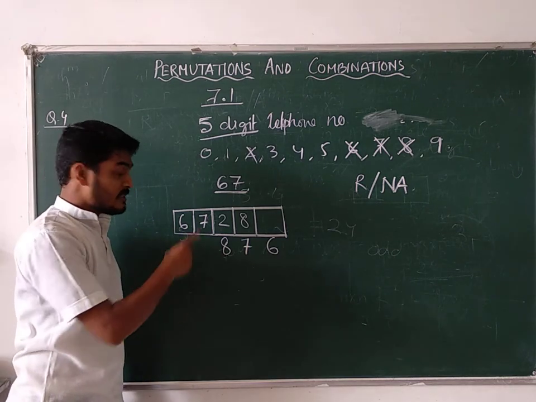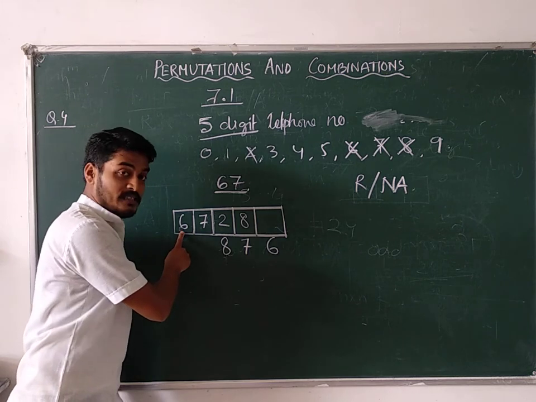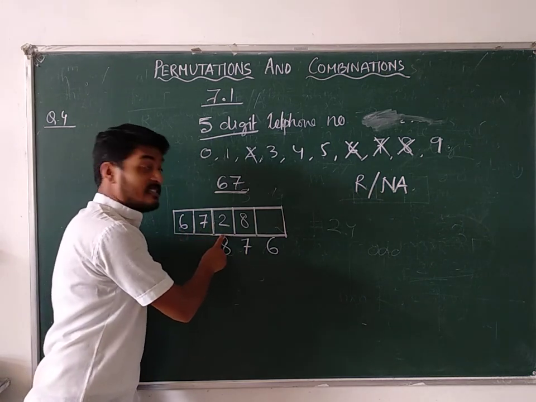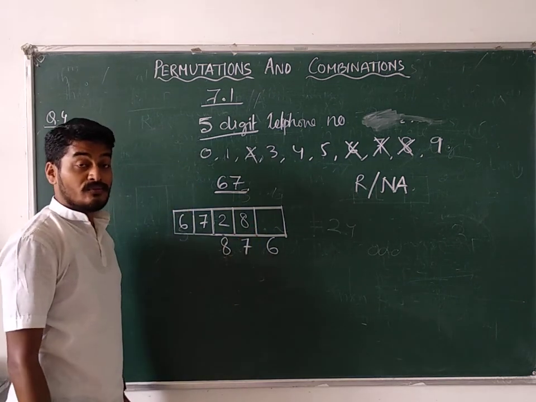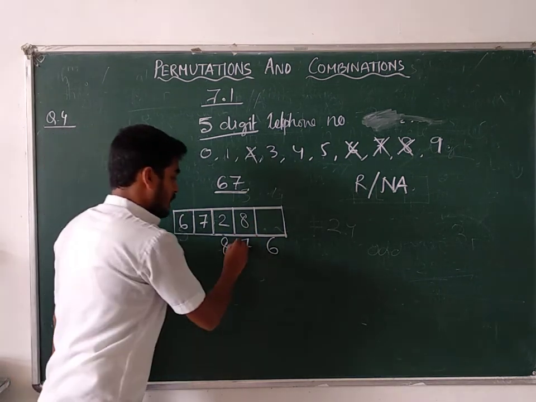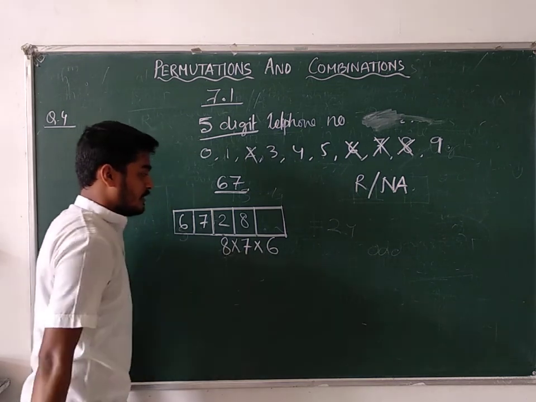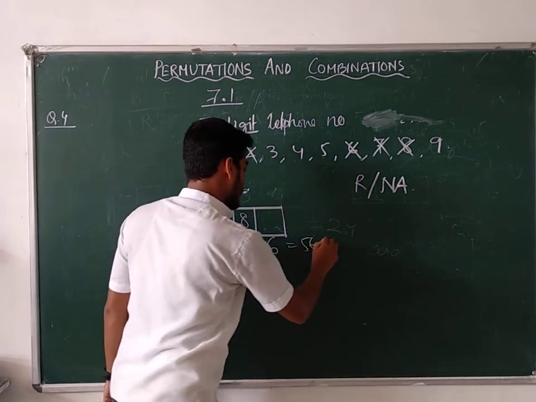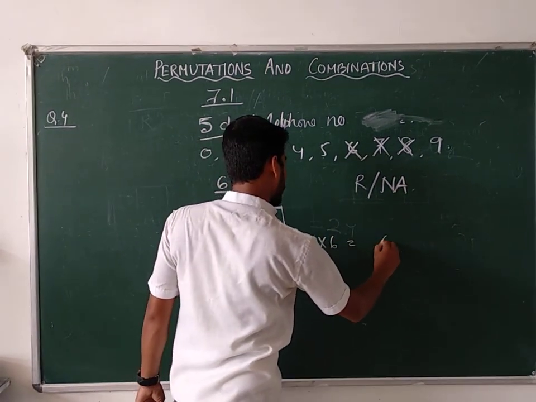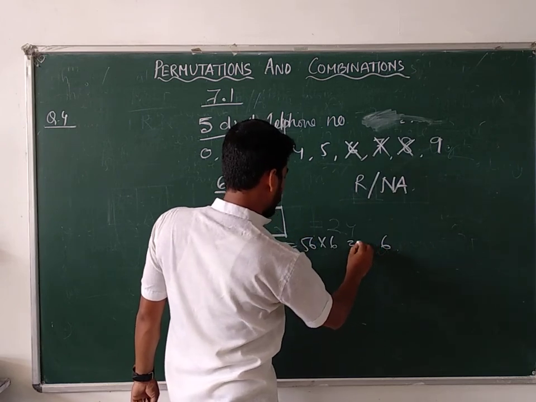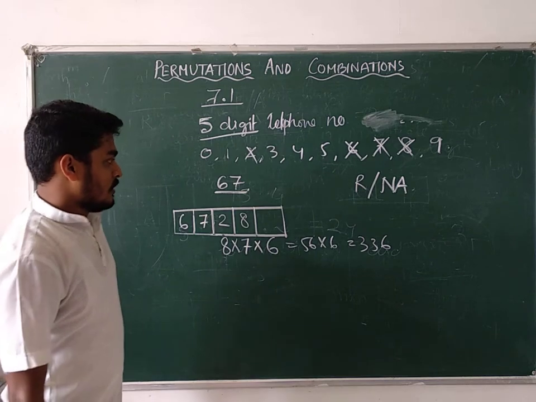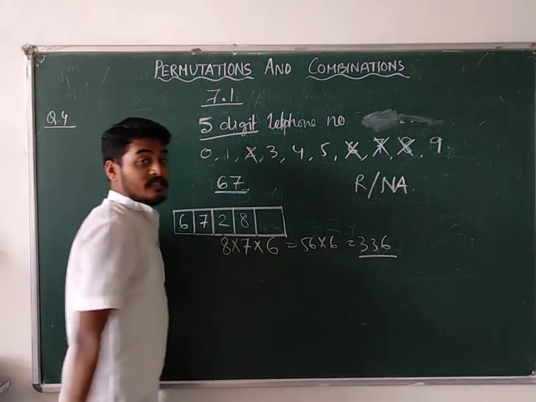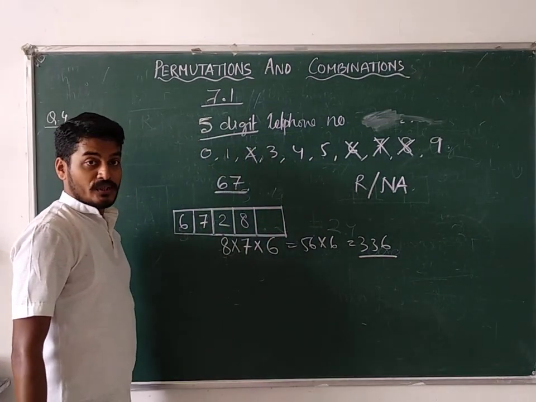You have to fill up the first place and the second place and the third place and the fourth and fifth. You have to use 'and' to fill up the places. That's why according to the fundamental principle of counting, it will be 5 into 6 into 6, which is equal to 336. So this is the total number of 5-digit telephone numbers where repetition is not allowed.